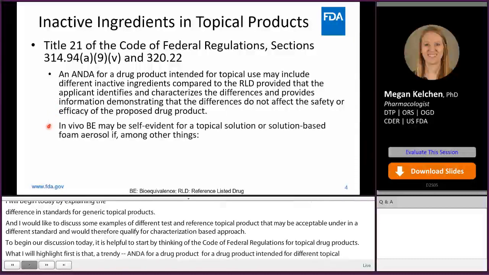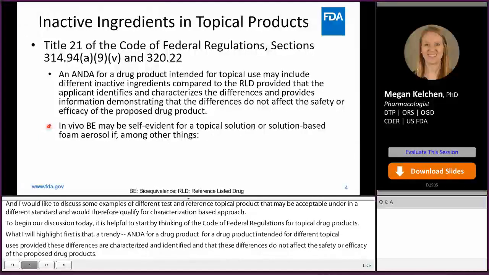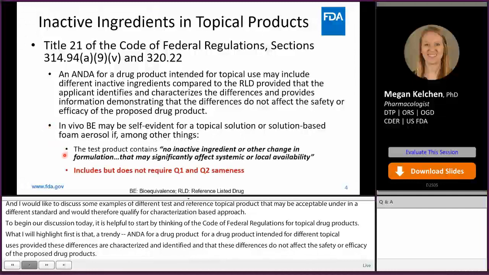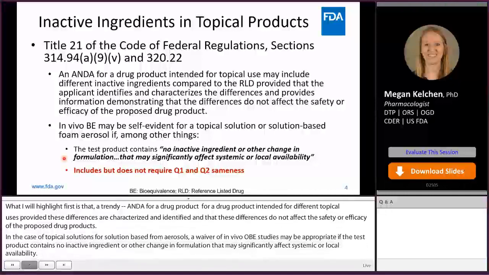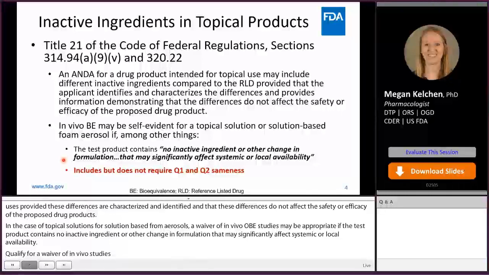In the case of topical solutions or solution-based foam aerosols, a waiver of in vivo BE studies may be appropriate if the test product contains no inactive ingredient or other change in formulation that may significantly affect systemic or local availability. So a test product that qualifies for a waiver of in vivo studies may be Q1, Q2 the same, but not necessarily, as topical products are not required to be Q1, Q2 the same as the reference product. And so we can use this to build a framework when developing a no difference standard as part of a characterization-based bioequivalence approach for these topical products.